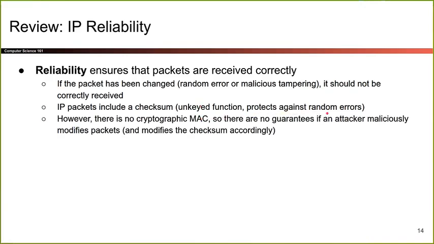So if the attacker wants to modify the packet and they correctly modify the checksum, it will look correct even though it's been tampered with. So it kind of sort of protects against random errors because of the checksum, but it doesn't protect against intentional tampering because there's no cryptography. So that's IP. It kind of sort of defends against errors, but not really, right? So all we get is a checksum.